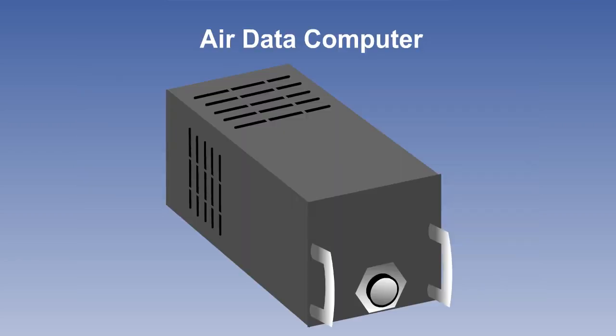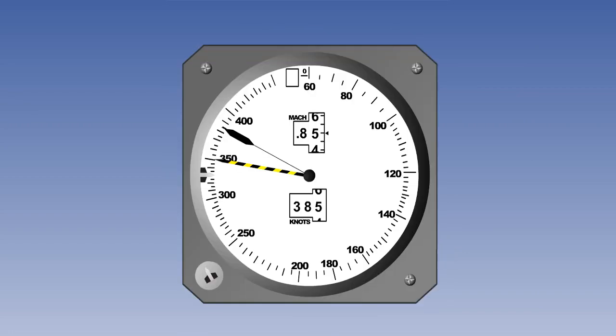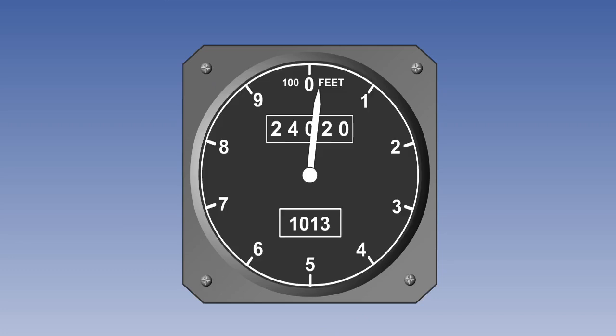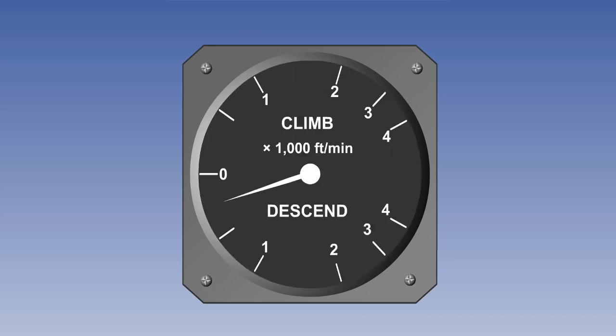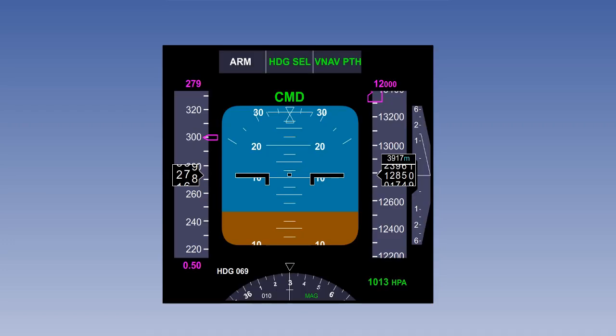The air data computer is used as a central source for many instruments and other systems. Older aircraft may have analog displays, even if the data is digital. They will include the airspeed and Mach number indicators, altimeters, and VSIs. More modern aircraft will have an electronic flight instrument display, or EFIS.